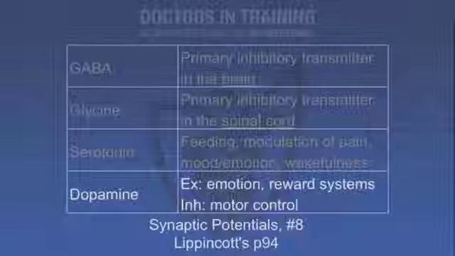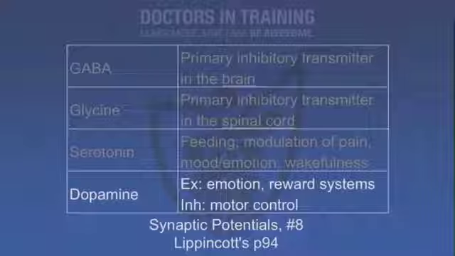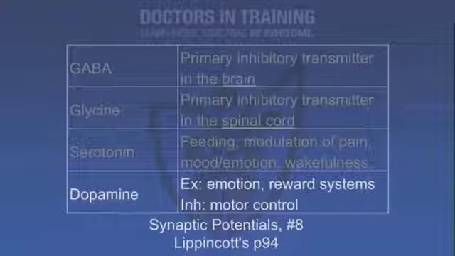The other inhibitory neurotransmitter to talk about is dopamine. Now, Lippincott mentions dopamine as an excitatory neurotransmitter. But dopamine does have some excitatory functions in some tissues, but it also has strong inhibitory functions in other tissues. And for Parkinson's disease, the pathways we'll be talking about today, dopamine is primarily an inhibitory neurotransmitter. So I want you to think about dopamine as inhibiting transmission in today's lecture. Dopamine is involved with emotion.